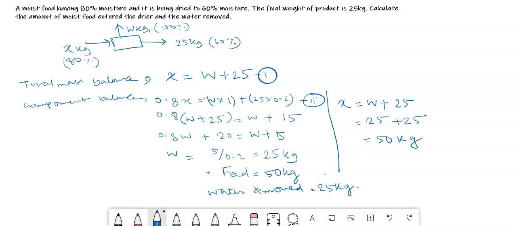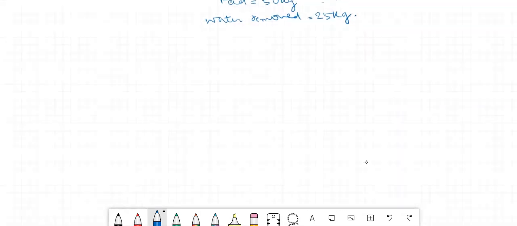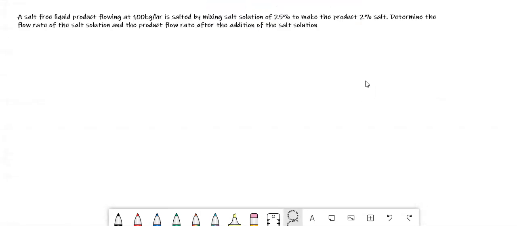I think everyone got the question, and I think there is no doubt. So we can move on to the next question. The next question is, a salt-free liquid product flowing at 100 kg per hour is salted by mixing a salt solution of 25% to make the product 2% salted. Determine the flow rate of the salt solution and the product flow rate after the addition of the salt.